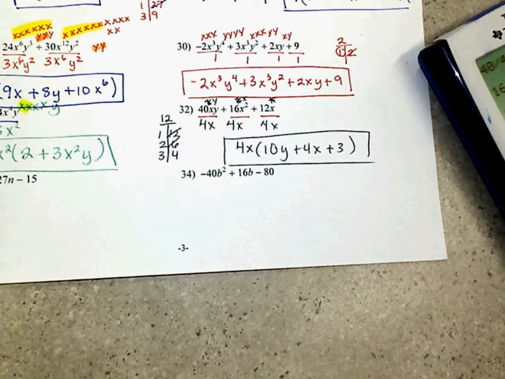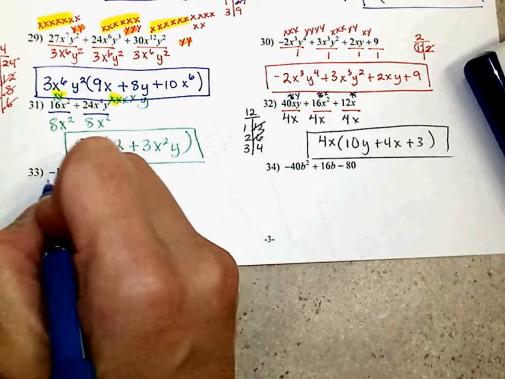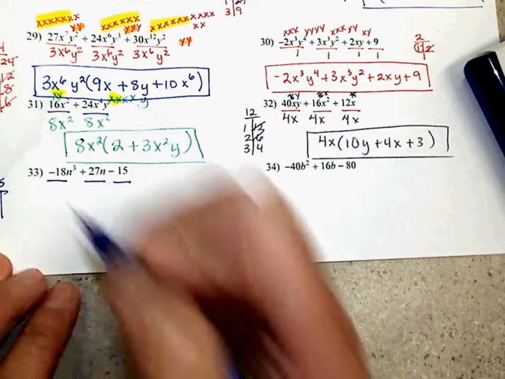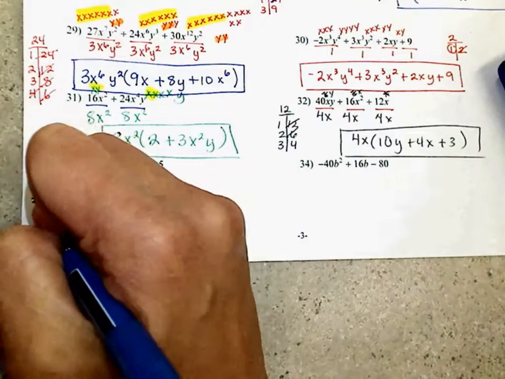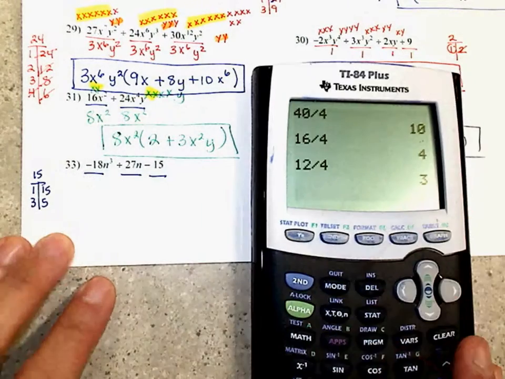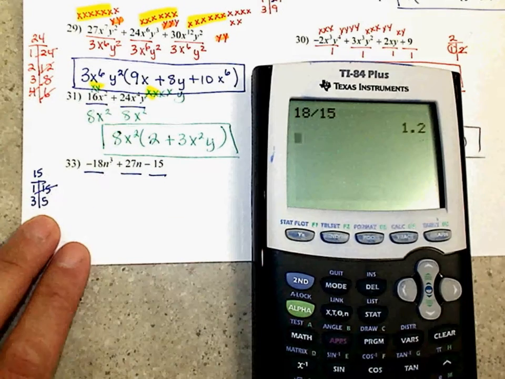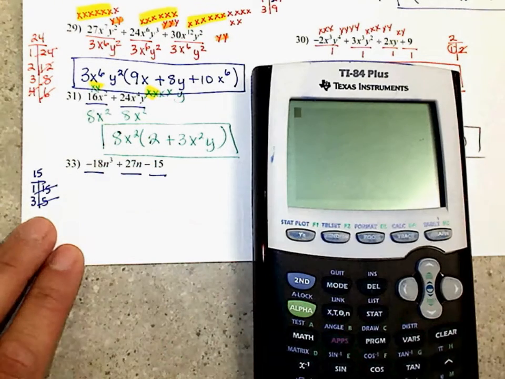Number 33. 1, 2, 3. So 15. Numbers that multiply to give you 15 are 1 and 15, 3 and 5, and that's pretty much it. I'm going to start with 15. 18 divided by 15? Nope. Let's try 5. Negative 18 divided by 5? Nope. Negative 18 divided by 3. That is not it.